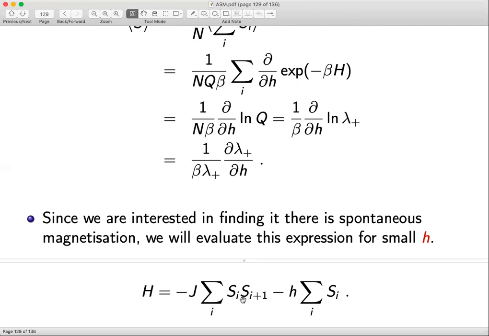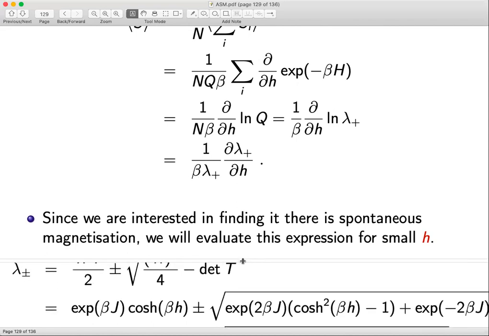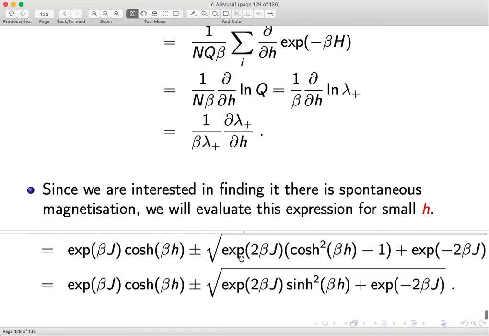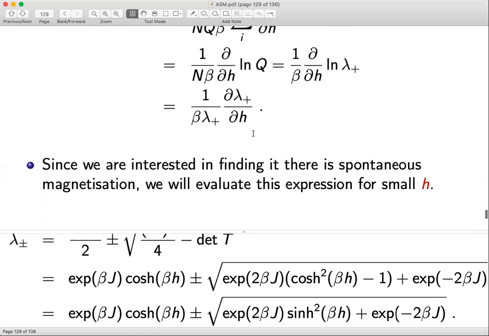Remember, lambda is a function of H as well as J, and takes a complicated form in some sense. But if you look at it carefully, you'll find that if you take H going to minus H, then lambda plus does not change sign, because lambda minus also doesn't change sign. All even functions are sitting around in the eigenvalue. Cos hyperbolic beta H doesn't change sign under H going to minus H. Sin hyperbolic beta H would have changed sign, but we have sin hyperbolic squared beta H, so that also doesn't change sign. So lambda is actually an even function of the external magnetic field.